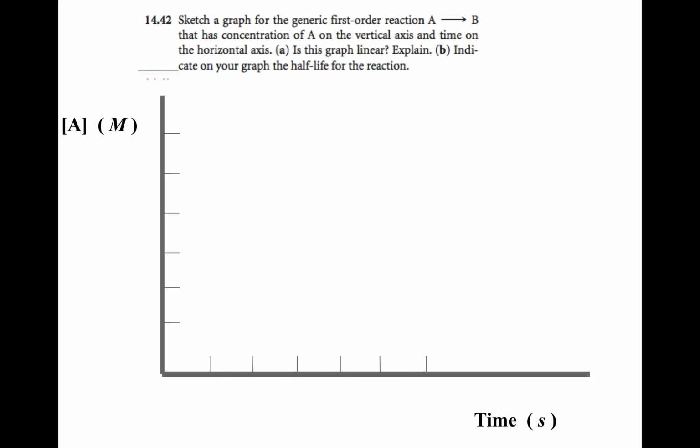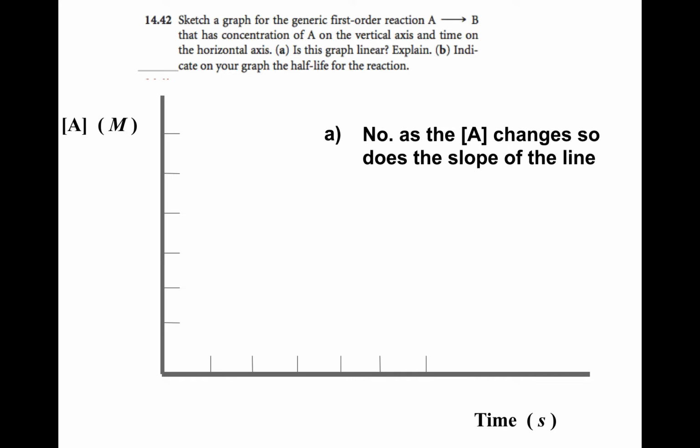Sketch a graph for the generic first order reaction of A turning into B that has the concentration of A on the vertical axis and time on the horizontal axis. All right, so guys, if it's a first order relationship, that means as the concentration of A changes, the slope of the line changes. So we get a curve. So is this graph linear? No, it's a curve. As the concentration goes down, the reaction rate slows down.